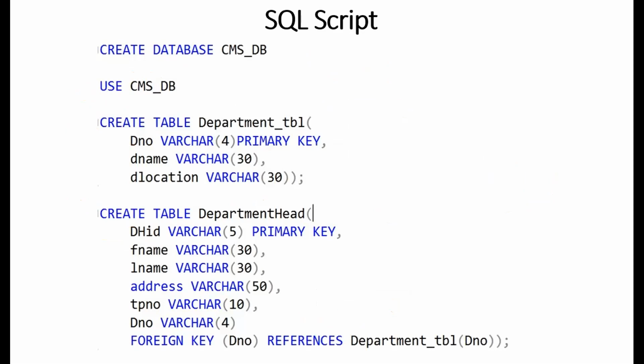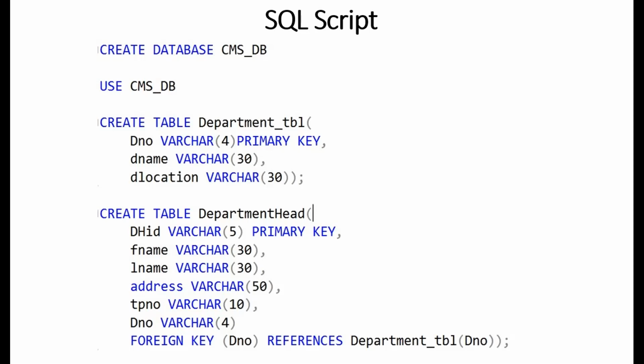We create the database named CMSDB. The second line is for using the database. And we are creating the table called department TBL. Here the primary key is D number, a VARCHAR data type with size 4, and D name and D location. Those are the attributes of the department table.